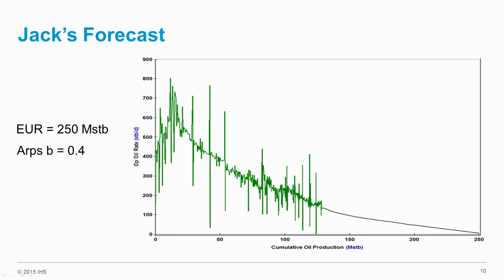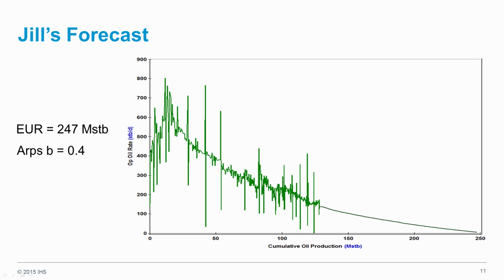Jack creates a forecast because ultimately people want to know how much this well is going to produce. 250,000 barrels. Jill creates a forecast. 247,000 barrels. Pretty much the same forecast. Both Jill and Jack have independently analyzed this well, and both forecasts suggest about 250,000 barrels. So everything's lining up pretty nicely until John shows up.